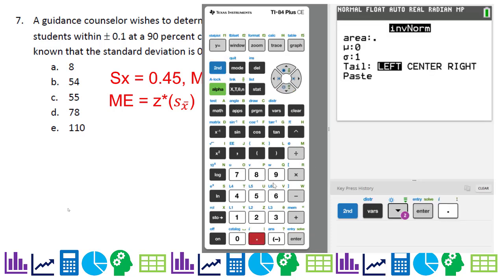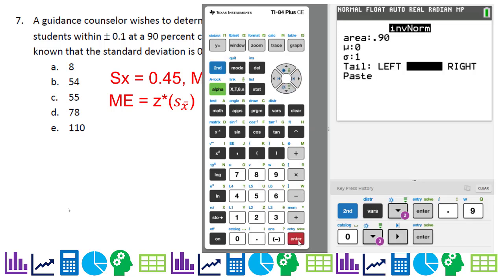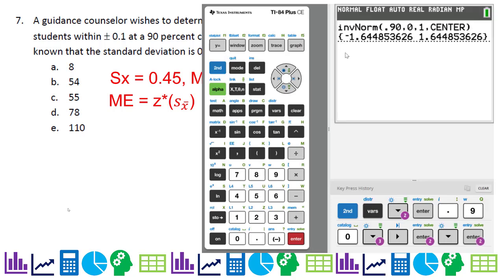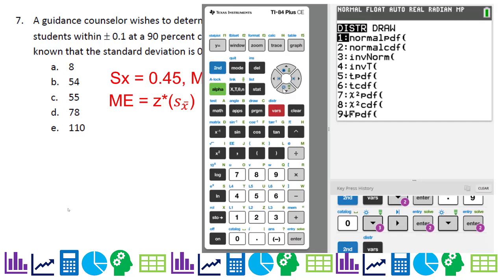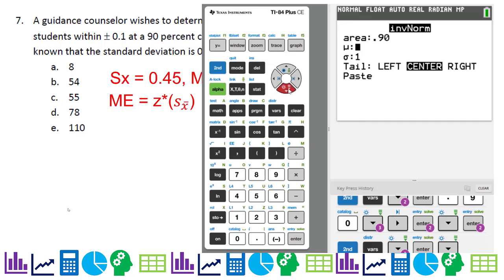We have a 90% confidence interval, so we want the area to be 0.90. Keep the mean of 0 and 1. Make sure you hit center, and you get 1.645. And just to refresh for those of you who may not have the fancier calculators, if you do inverse norm, remember that it defaults to left. So we have to make a slight adjustment to it.